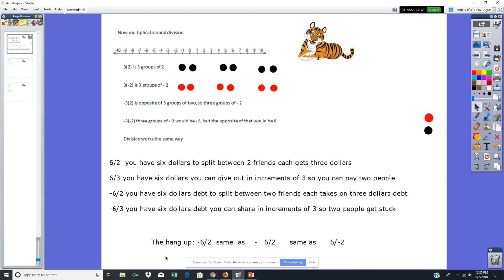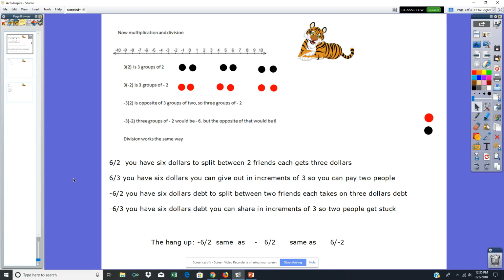I see some hang-up comes up here on where that opposite or that negative sign lands. Notice that if the opposite sign is attached to the 6, off to the side, or attached to the 2, so here's the numerator, here is off to the left, here is the denominator, those are all the same number. It is all negative 3. So those are 3 representations of the same thing.